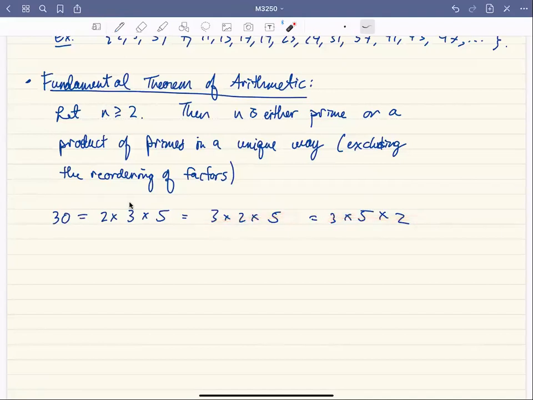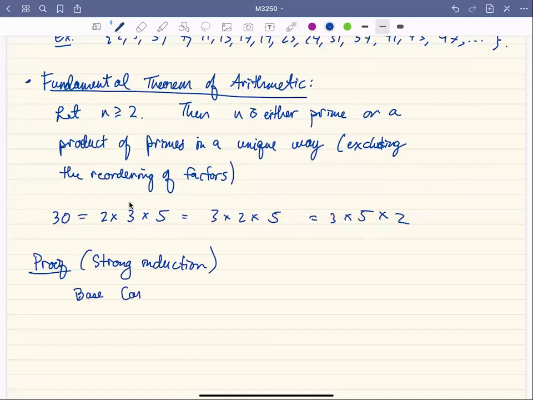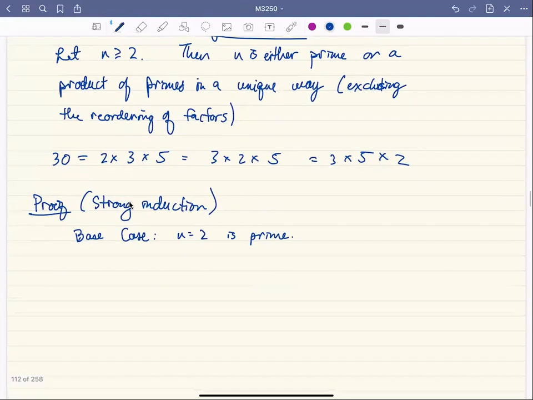So the uniqueness is that this is the only set of primes that we can write 30 as a product of. So 30 is 2 times 3 times 5. The uniqueness is in that set of primes. The proof is by strong induction. We don't need more than one base case. Our base case is just n equals 2, which is prime, and we're done. That's literally all we have to do for the base case, because the statement holds for n equals 2.